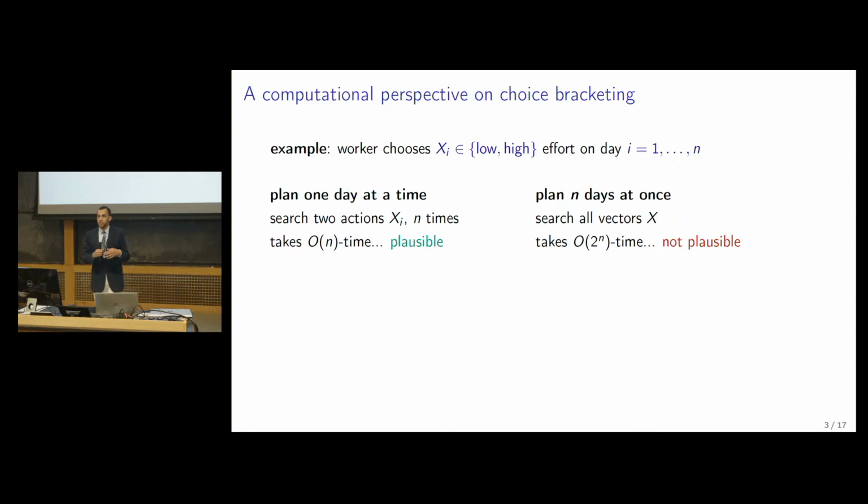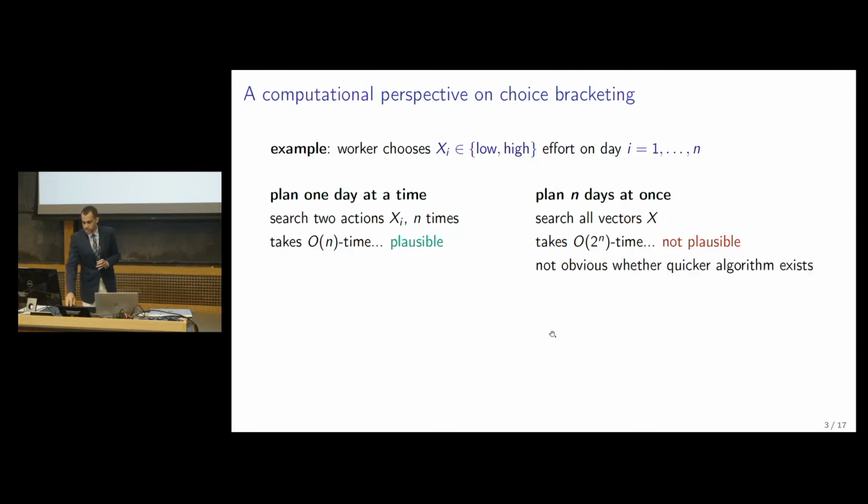And so even if the worker has the computational processing ability of a modern computer, rather quickly as you increase the number of days, the amount of time that it takes this algorithm to make a choice will exceed the lifespan of the worker. So we're going to regard this algorithm as not being a plausible description of the worker's behavior.